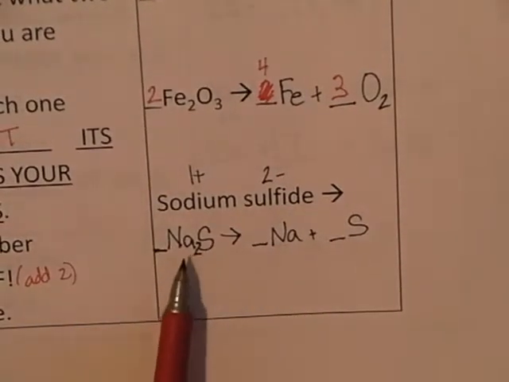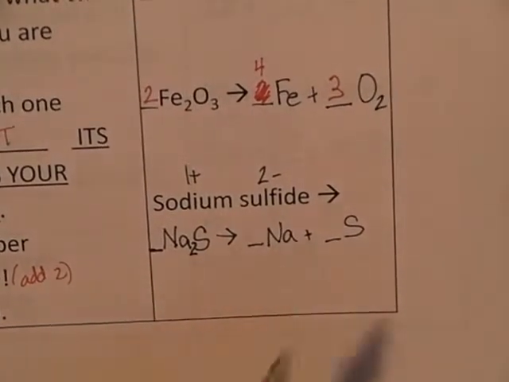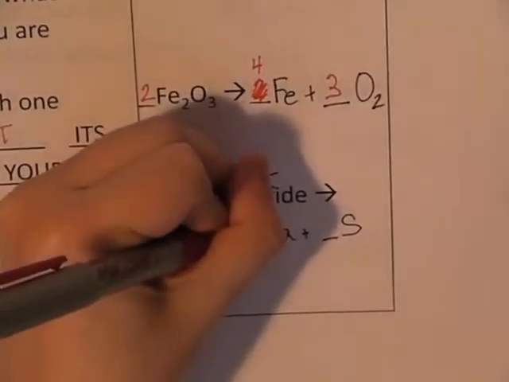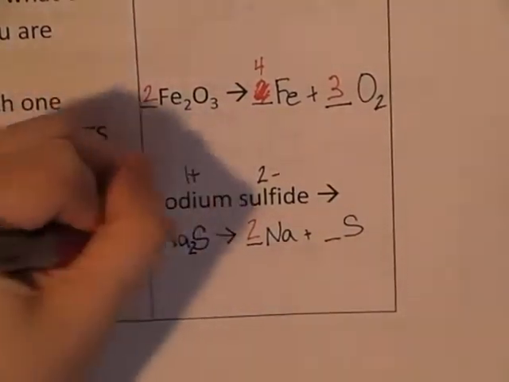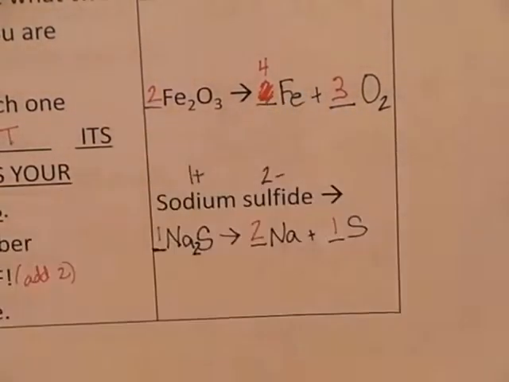So now check for balancing. 2 sodiums, 1 sodium. We're going to put a 2 there. 1 sulfur, and we're good. So we can put a 1 and a 1 if you want to. Remember, you don't have to write the ones. If you're OCD and you need something on every line, then you can write ones. Okay? That's it for decomposition. Like I said, probably even easier than synthesis. Next one.